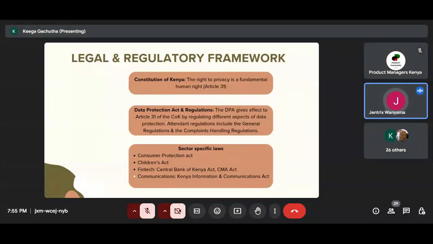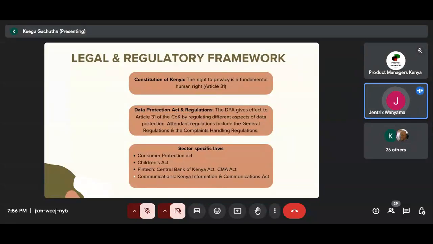So in Kenya, we have a set legal and regulatory framework. Of course, the most important law in the land is the Constitution. And as we said at the beginning, privacy is so important that it's recognized as a constitutional right under Article 31. And that's where acts like the Data Protection Act get their mandates from. The Data Protection Act also comes with a couple of regulations, such as the general regulations and the complaints handling regulations.